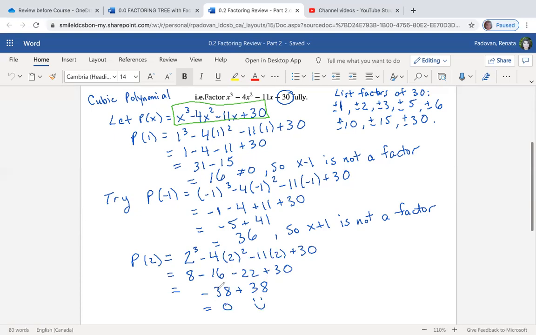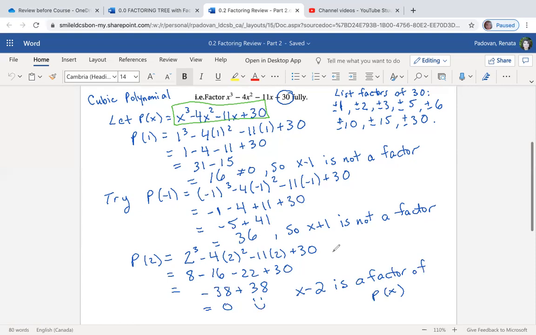So that means that b was 2, right? So it's x minus b, so x minus 2 is a factor of p of x. So that's giving me part of my answer. I know that part of my answer is x minus 2. That's the binomial part of my factored answer. Now I need to figure out what the trinomial part of the factor would be.